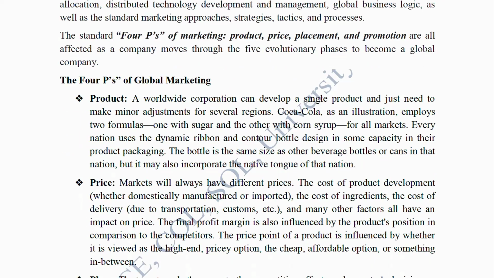Product. A worldwide corporation can develop a single product and just need to make minor adjustments for several regions. Coca-Cola, as an illustration, employs two formulas, one with sugar and the other with corn syrup, for all markets. Every nation uses the dynamic ribbon and contour bottle design in the same capacity in their product packaging. The bottle is the same size as other beverage bottles or cans in that nation, but it may also incorporate the native tongue of that nation.